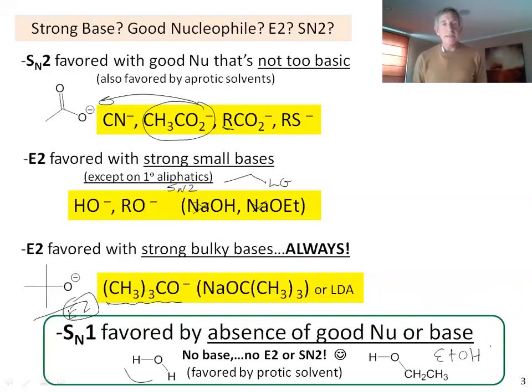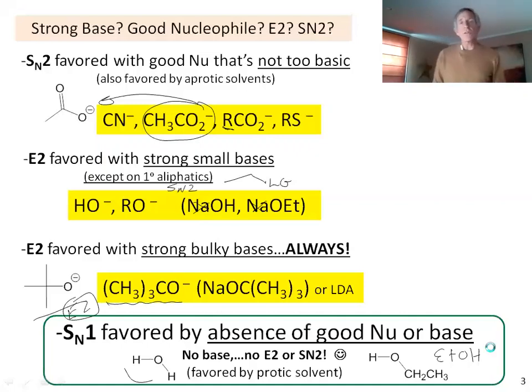You'll see that. So these are very, they're not bases at all. These are neutral molecules. And therefore, they can't do SN2 or E2. And so the only thing they're able to do is SN1. Okay? Helping this SN1 process happen more would be if you use these nucleophiles, poor nucleophiles. They are protic. Go ahead and use them as your solvent as well. Two for one, solvent and nucleophile. That would make a great SN1 reaction.